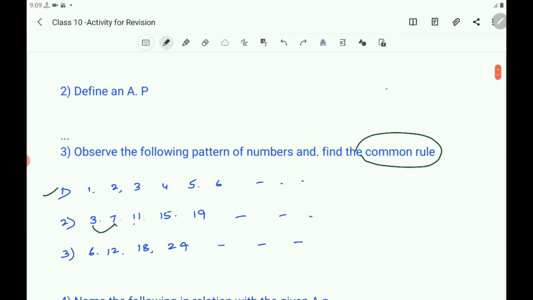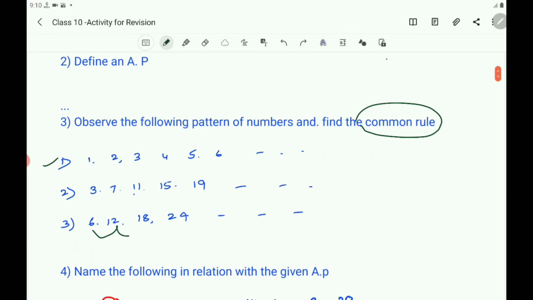Next 3, 7, 11, 15, 19. The first number is 3 and the second one is 7. Here the numbers are increasing, meaning something must be added. So you find that number, what is added to the previous number to get the next number.